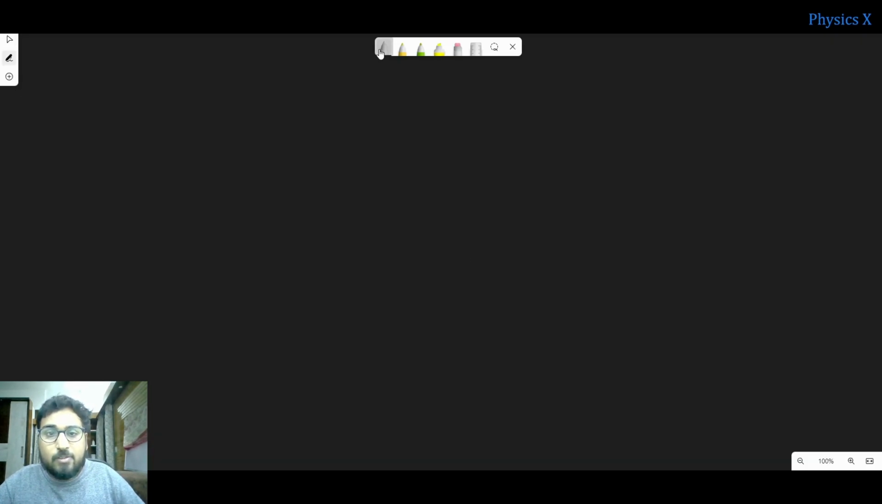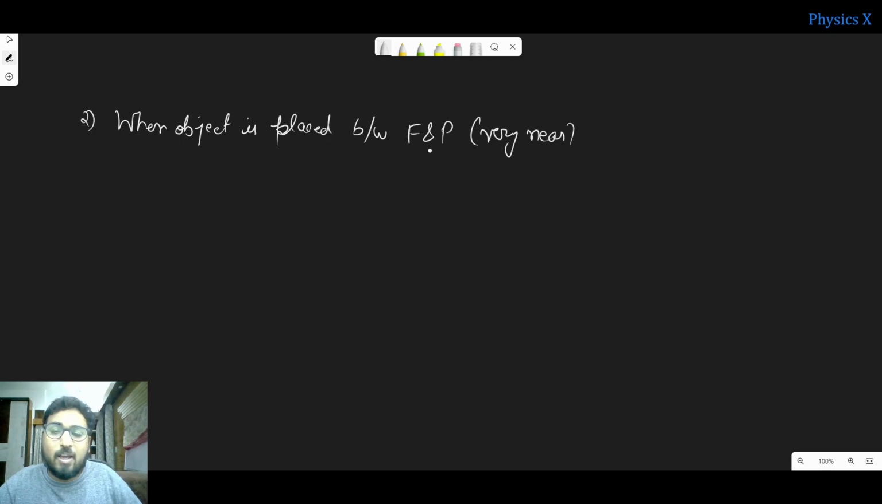So now I am taking the second case, when the object is placed between f and p, or you can say very near to the mirror. It is not absolutely right to say f and p, so let us be more accurate, and I can mark this as placed very near to the mirror. Now very near to the mirror means the mirror's distance is measured from the pole only.